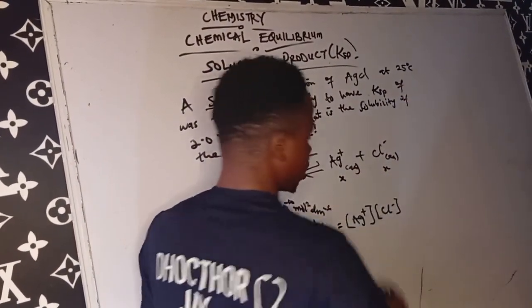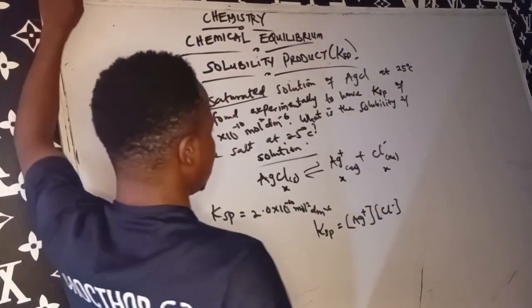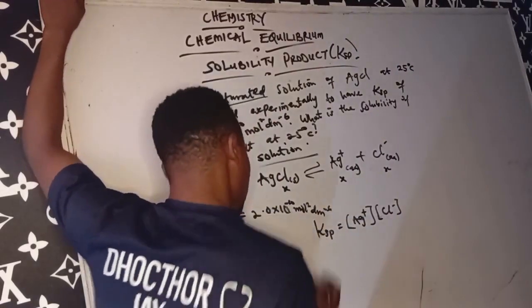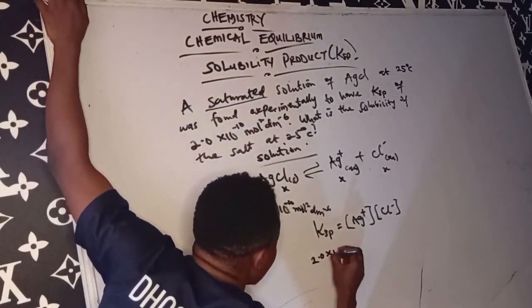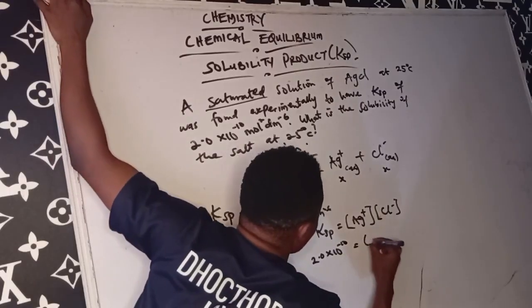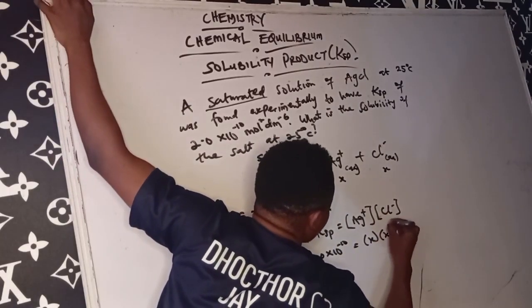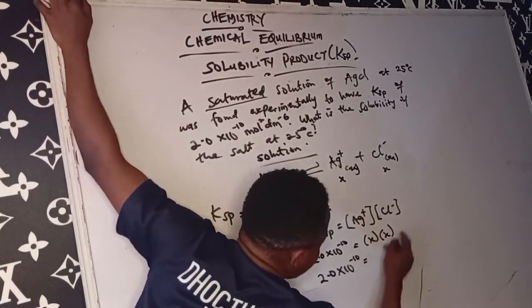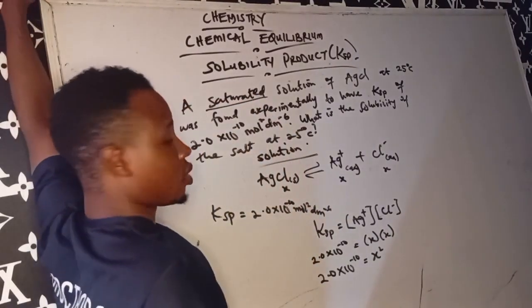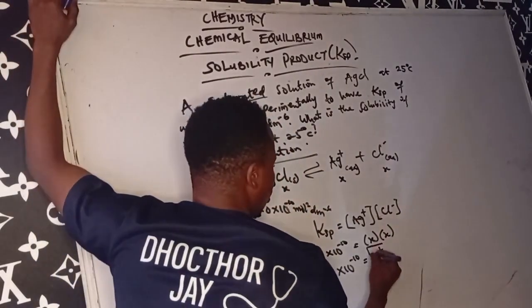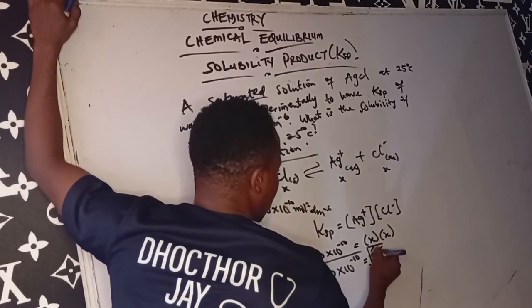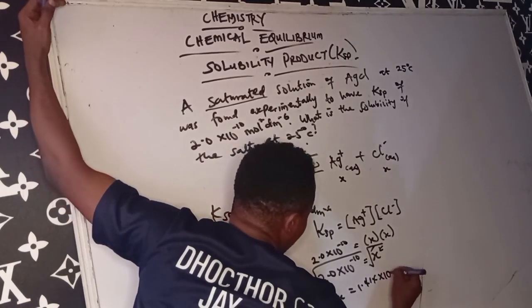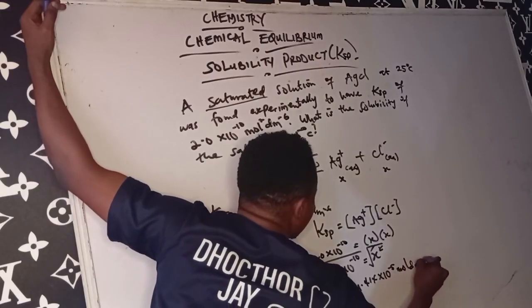Perfect. Now the next thing is, since we know that the concentration of this is X, put it here, this is X, put it here. So what's KSP? 2.0 times 10 raised to the minus 10 equals X, and this is also X. So we end up with 2.0 times 10 raised to the minus 10 equal to X times X, which gives us X squared. Alright, now what do you do next? You take the square root of both sides. The square root cancels this, so in the long run X will be equal to 1.414 times 10 raised to the minus 5 mole per dm cubed.